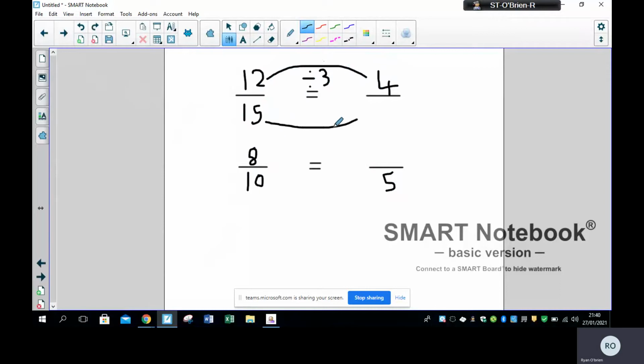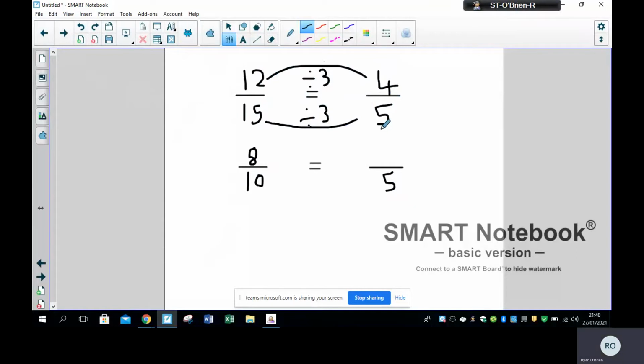And if I've done 12 divided by 3 in the numerator, then I need to do the same with the denominator. So I need to do 15 divided by 3. Let's try it. 3, 6, 9, 12, 15. So there's 5 groups there. 15 divided by 3 is 5. So I know that 12/15 are the same as 4/5.